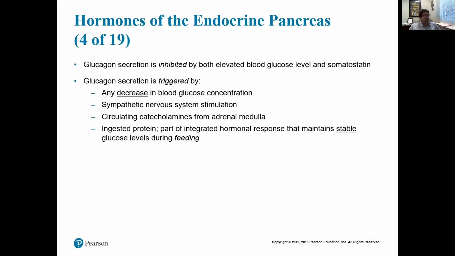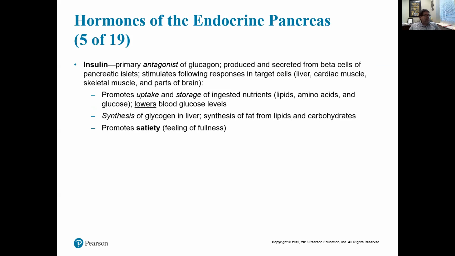Insulin release is triggered by an increase in blood glucose. So after a meal, this is made, telling the body to store the fat and get the sugar into our cells. Insulin is the antagonist, produced and secreted by the beta cells, and it promotes uptake and storage of ingested nutrients. So after a meal, you're going to need to what? Make insulin, right, to pull that sugar out of the blood, because you're going to have high blood sugar levels.